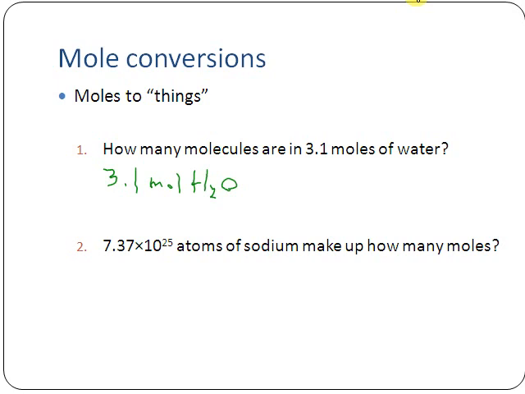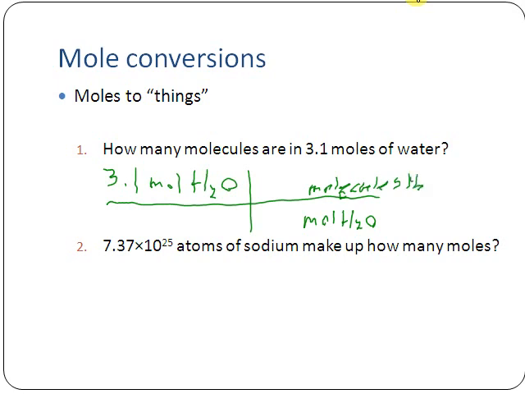Now, in order to do this, we're going to want to set up our tables just like we did with our unit conversions. Because what we can do is say how many molecules. And so we know we want to cancel moles of H2O, so that has to be on bottom. But we want to go to molecules, and unfortunately H2O doesn't have an abbreviation, so we have molecules H2O. The question is, what is the conversion factor here? How many molecules are in a mole?